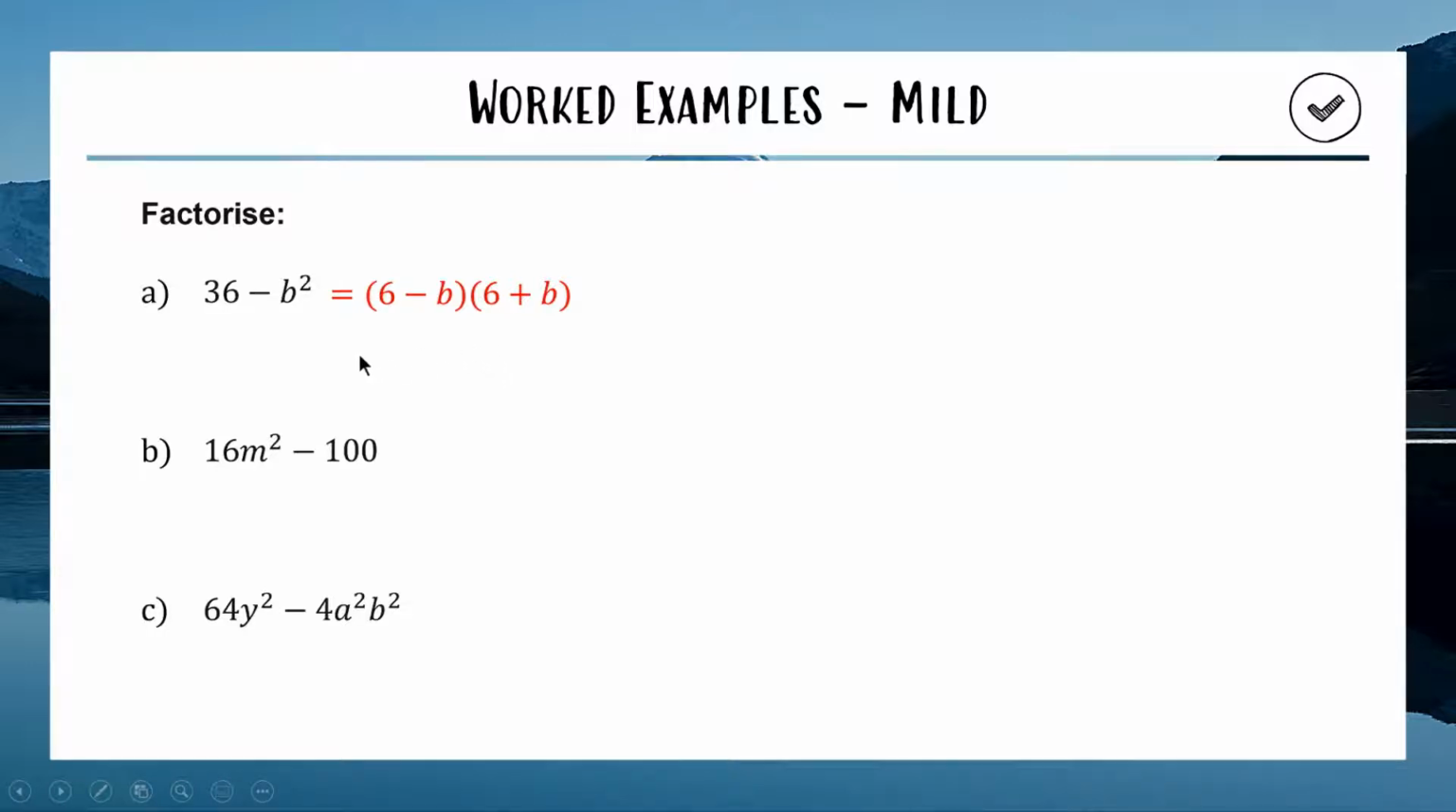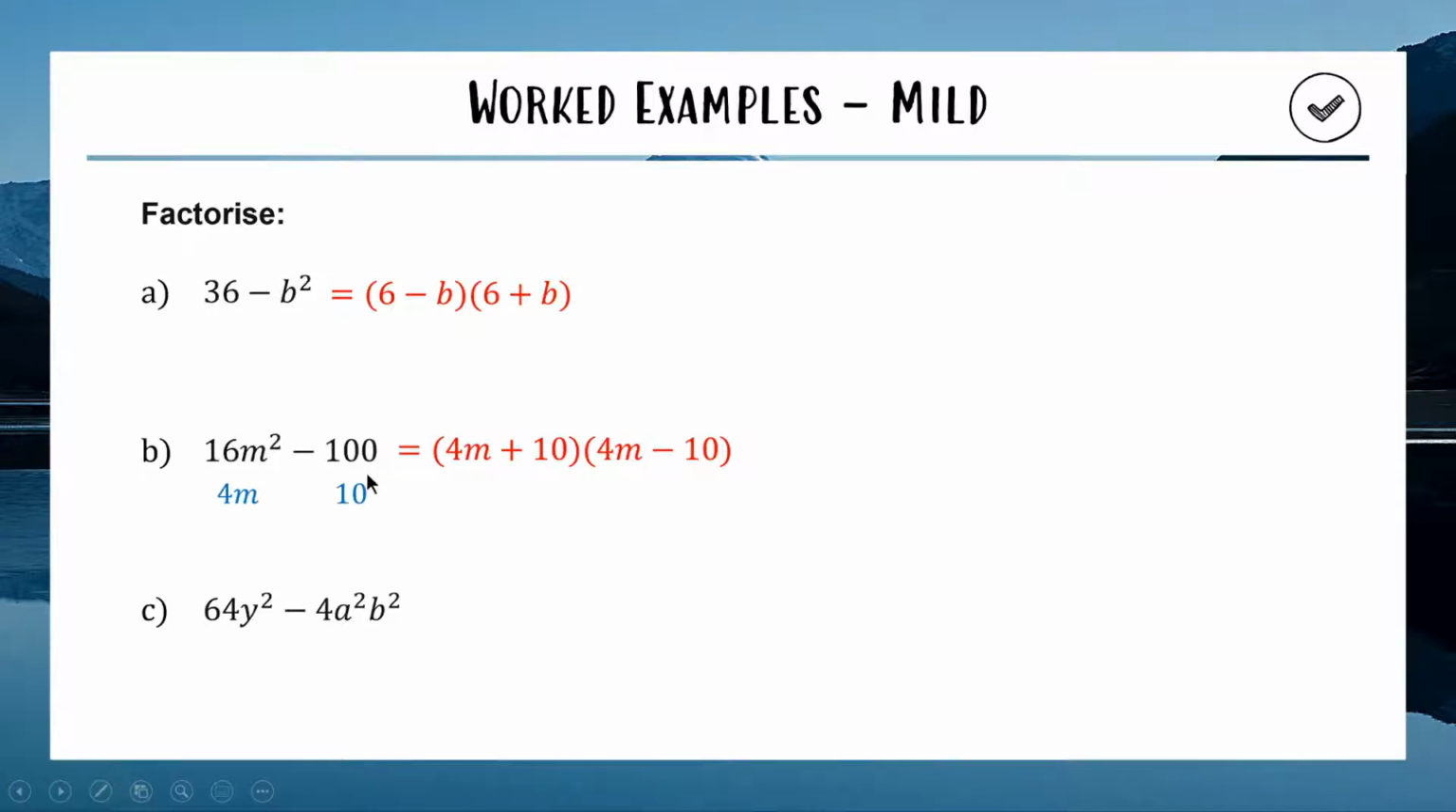For question B, we think about the square roots. So the square root of 16m squared, that's going to be 4m. And the square root of 100 is going to be, of course, 10. So we're just going to take 4m and 10. We're going to add them together. We're going to subtract them. And we're going to put them in a pair of brackets. And then we have factorized. Lovely.